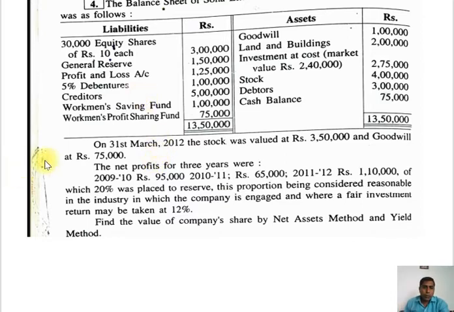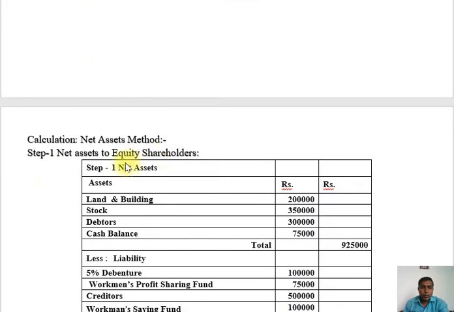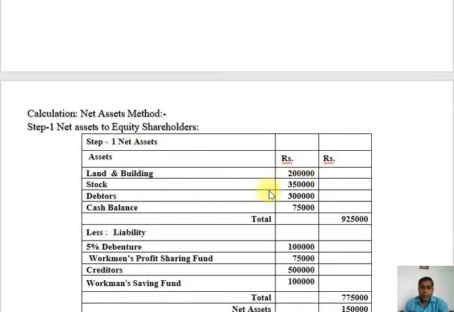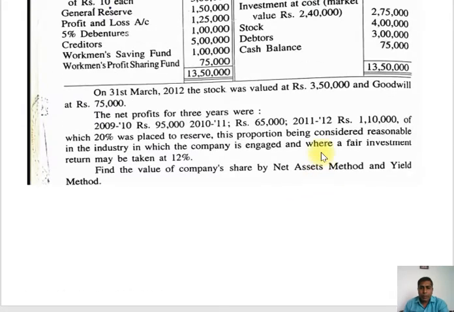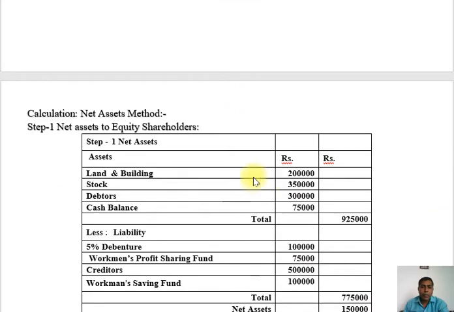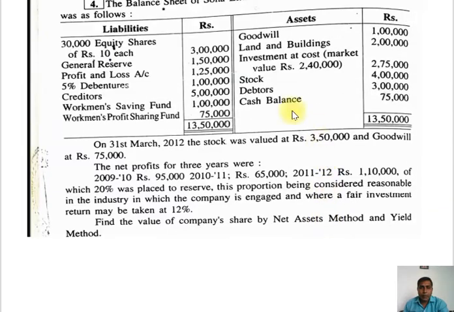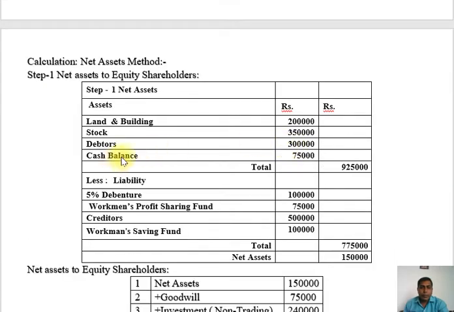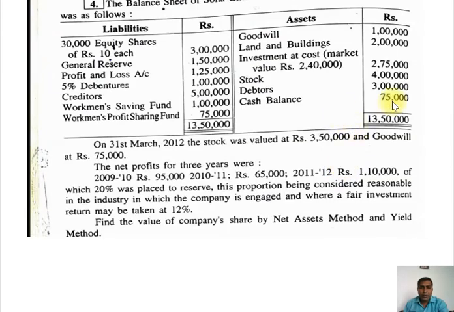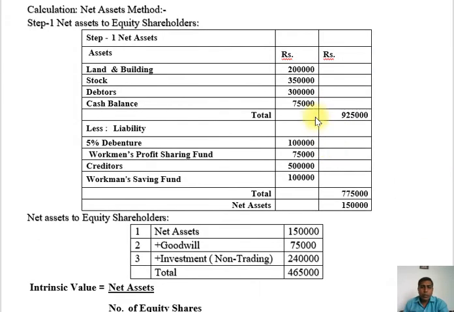So friends, now we find out net assets. Assets: land and building 2 lakhs, stock 3 lakh 50,000, because in the additional information the new value of stock is given as 3 lakh 50,000. Debtors 3 lakhs. Then cash balance 75,000. So now total 9 lakh 25,000.